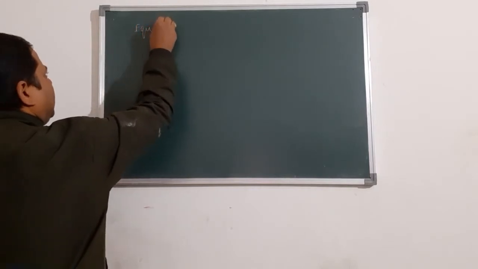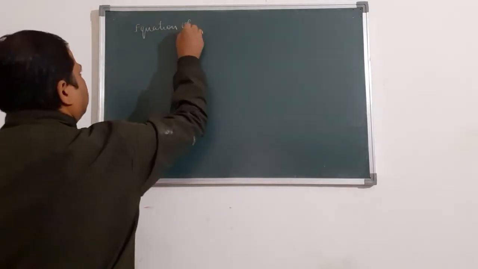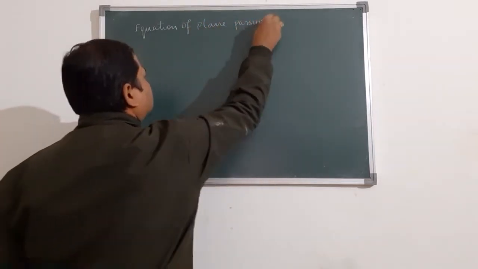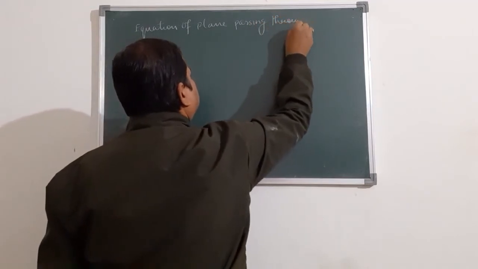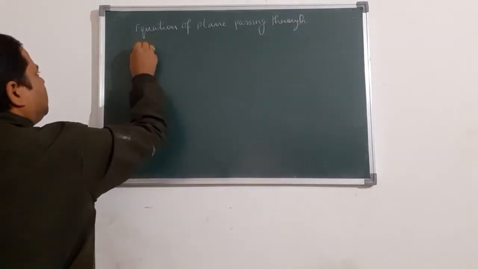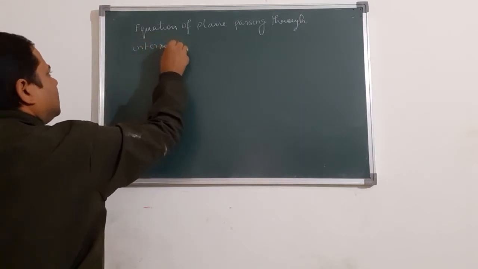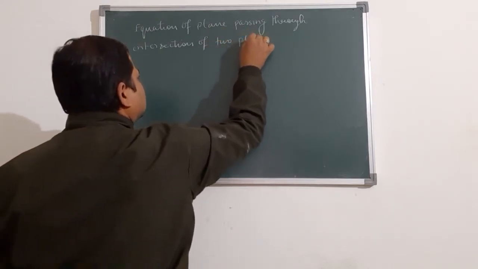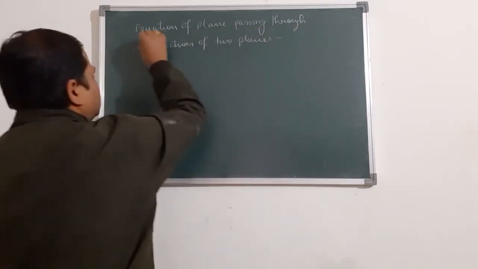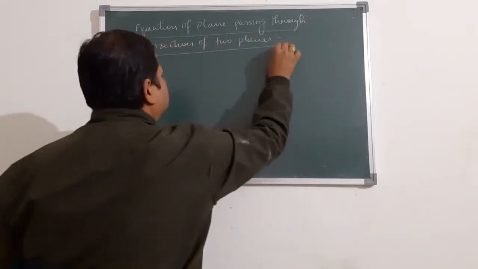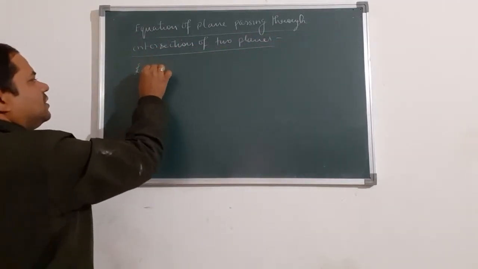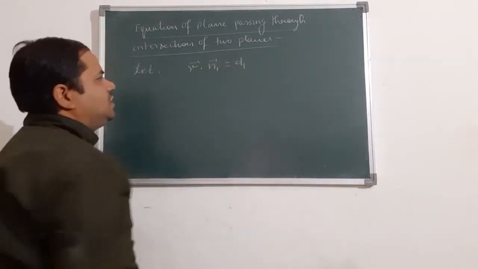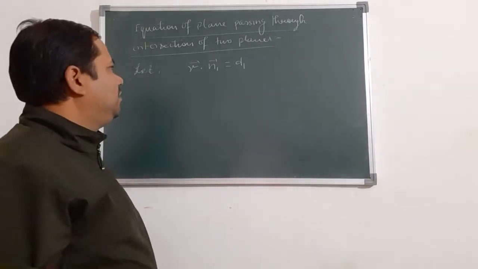Equation of plane passing through intersection of two planes. Intersection of two planes. So see this one. Suppose let r dot n1 is equal to d1. This is equation of plane first.